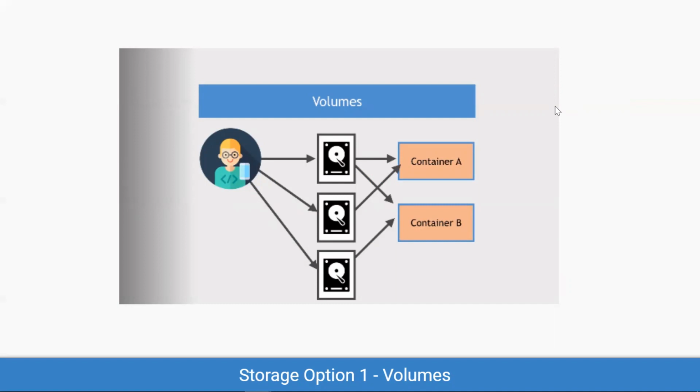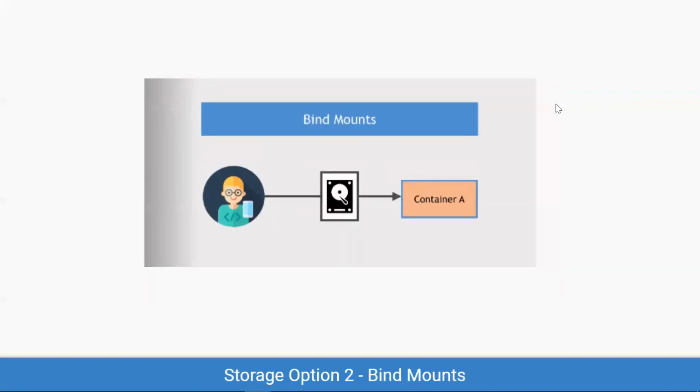Now let's move on to bind mounts. They have been around since the early days of Docker. Bind mounts have limited functionality compared to volumes. When you use a bind mount, a file or directory on the host machine is mounted onto a container. The file or directory is referenced by its full or relative path on the host machine. By contrast, when you use a volume, a new directory is created within Docker's storage directory on the host machine, and Docker manages the directory contents.